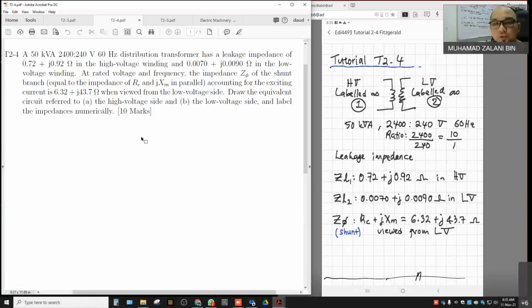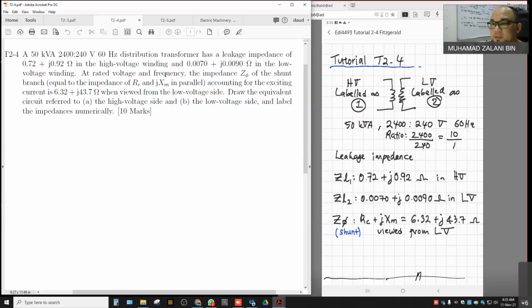Okay, now we will do tutorial 2.4. The question is: a 50 kVA, 2400 to 240 volt, 60 hertz distribution transformer has a leakage impedance of 0.72 plus j0.92 ohms in the high voltage winding and 0.007 plus j0.009 ohm in the low voltage winding.